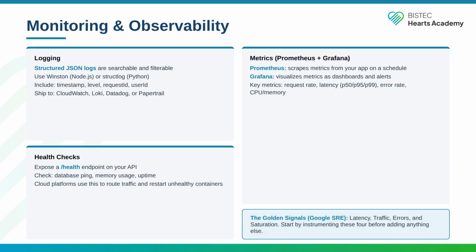Once your application is deployed, you need visibility into what it is doing. Observability has 3 pillars: logs, health checks, and metrics. For logging, you want structured JSON output rather than plain text strings. JSON logs are machine searchable and filterable by field.